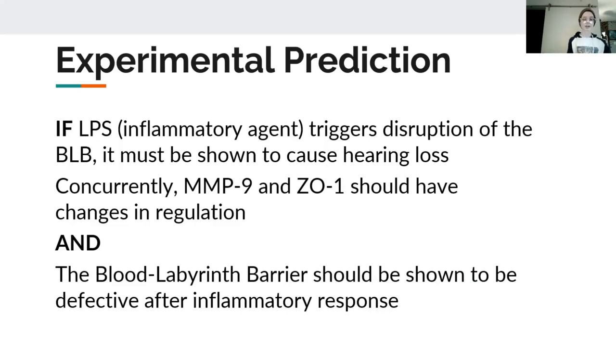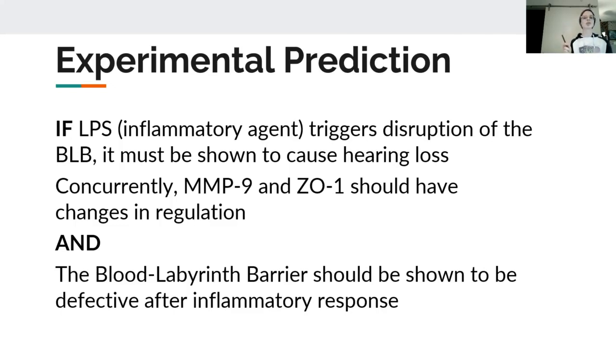And so if LPS is going to trigger disruption of the blood-labyrinth barrier, if that's our hypothesis, that LPS is going to cause some hearing loss through breaking down this blood-labyrinth barrier, the first thing is you have to show that there's some hearing loss, right? Because that's going to be the linchpin of the study. If that doesn't happen, then you can't really prove that anything else had any relevance, right?